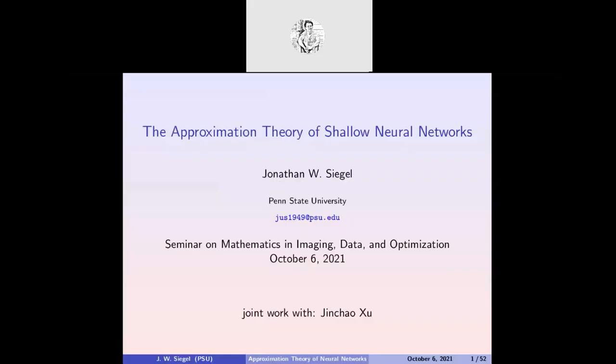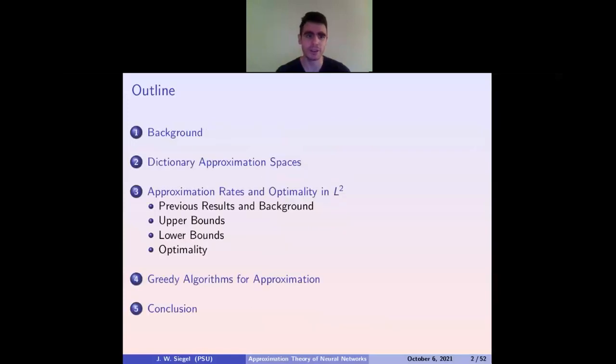Today I'm going to be talking about some recent work that I've been doing with Professor Junqiao Xu on the approximation theory of shallow neural networks. My plan is to give some background, talk about what shallow neural networks are and what problem we're trying to solve, and then discuss the space of functions that can be efficiently approximated using shallow networks, and then the results that we've obtained, studying the properties of this space, and the approximation rates that can be obtained here.